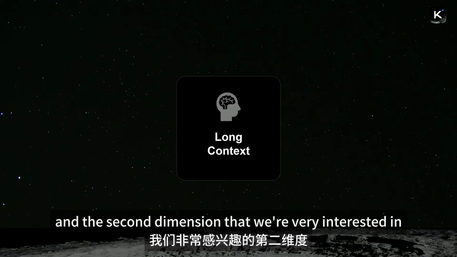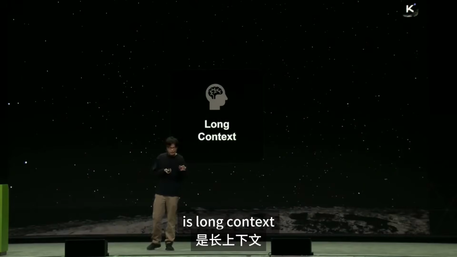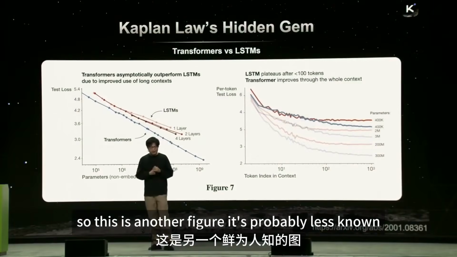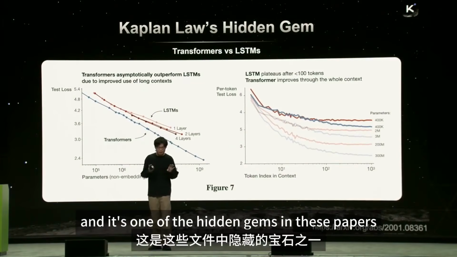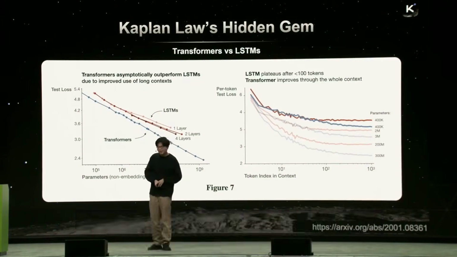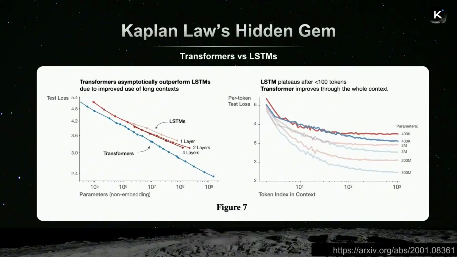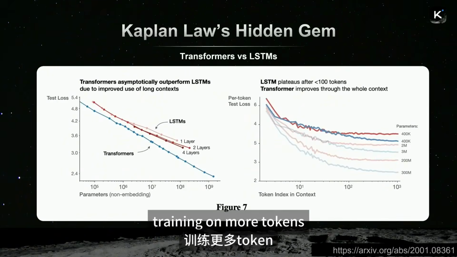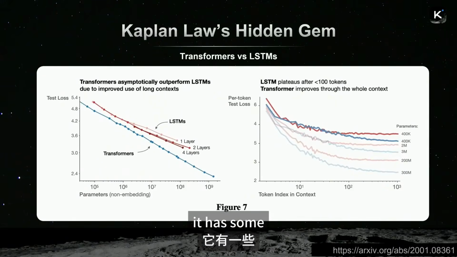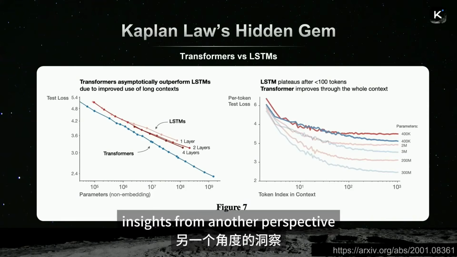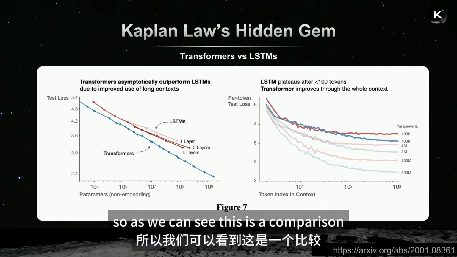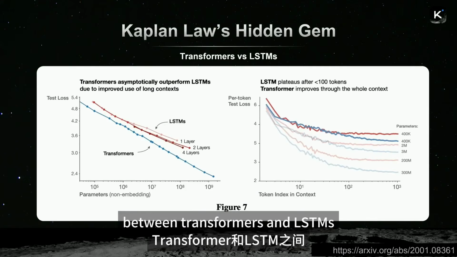And the second dimension that we're very interested in is long context. So this is another figure. It's probably less known. It's one of the hidden gems in these papers. So instead of just pushing down the training loss by training on more tokens, it has some insights from another perspective. So as we can see, this is a comparison between transformers and LSTMs.